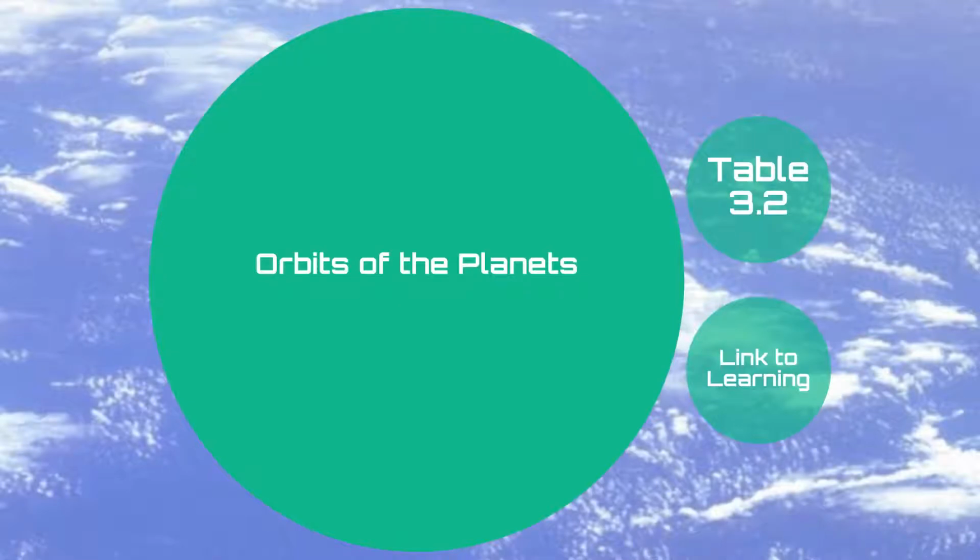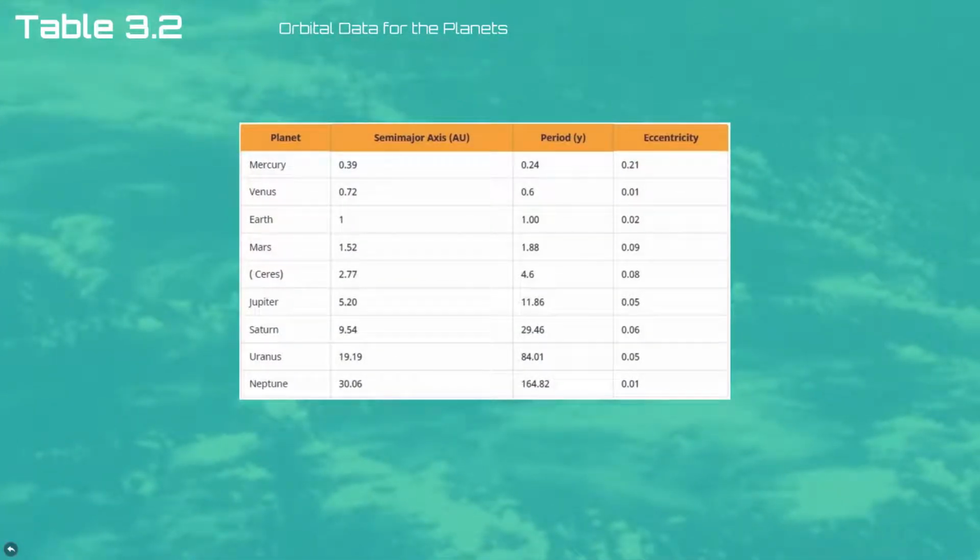Orbits of the planets. Today, Newton's work enables us to calculate and predict the orbits of the planets with marvelous precision. We know 8 planets, beginning with Mercury closest to the Sun and extending outward to Neptune. The average orbital data for the planets are summarized in Table 3.2. Ceres is the largest of the asteroids, now considered a dwarf planet.